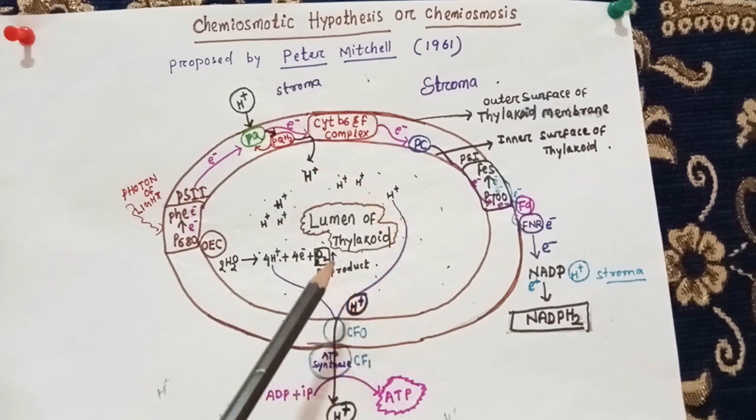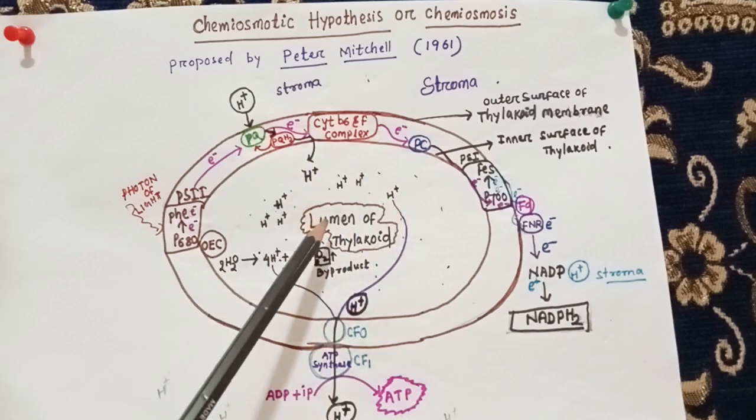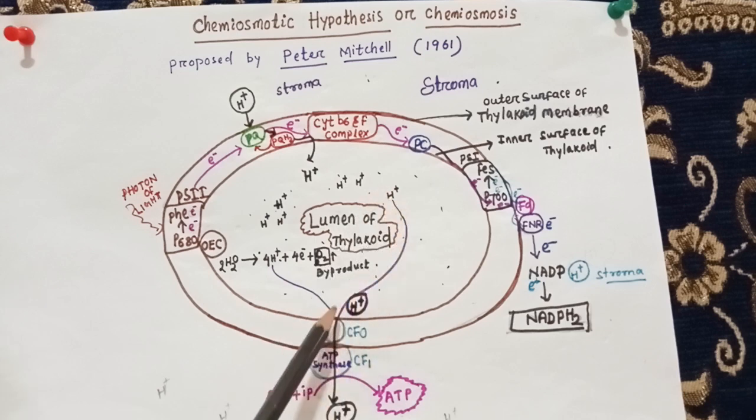And these protons move from the lumen of the thylakoid into the stroma of the chloroplast through a special channel, a special route present in the thylakoid membrane, that is named oxysome or ATP synthase, or it is also named the CF1 CF0 particle. ATP synthase is also called oxysome. Okay, it has two subunits, one head part and one base part.